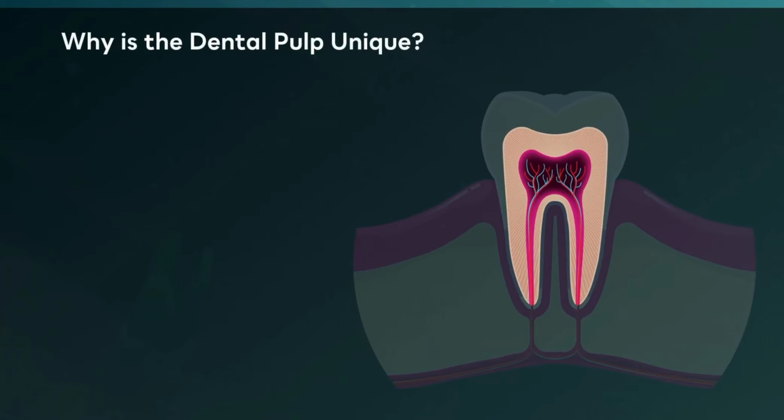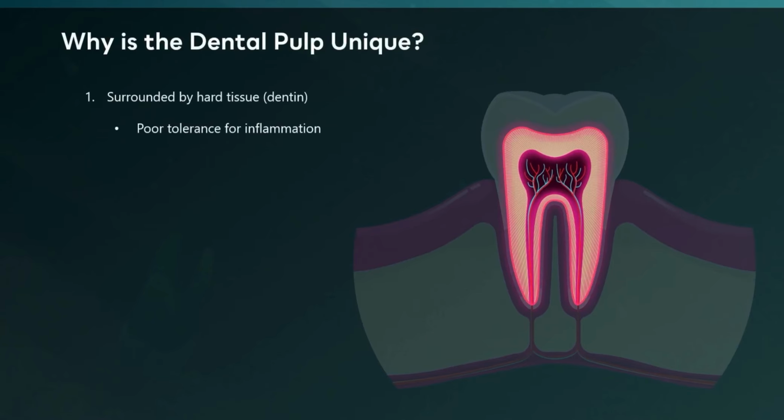For starters, it is completely surrounded by hard tissue, dentin, which means that it has limited available room for expansion. Okay, so what? Why is that important? Well, since it has limited room, the pulp can't tolerate edema or inflammation. It's horrible at dealing with these things actually. Any acute inflammation that causes swelling will lead to an increase in pressure in the pulp chamber, which leads to the stimulation of pulp nerves to record pain.